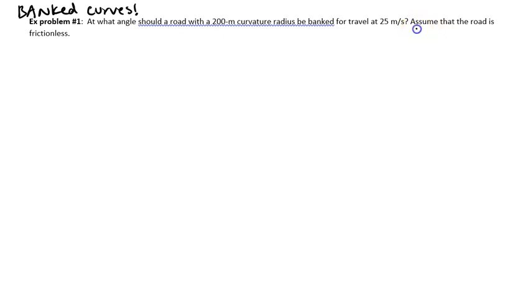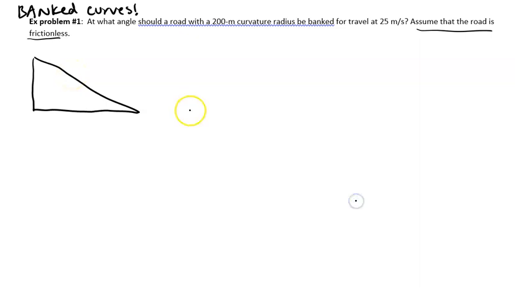In this example problem, the road is frictionless. Pretty crazy. In class, we'll watch some fun videos of an example of this. It's pretty crazy what you can do with a banked curve. But let's go ahead and draw it out. Imagine this ramp coming out of the page and it's going around in a circle of radius.